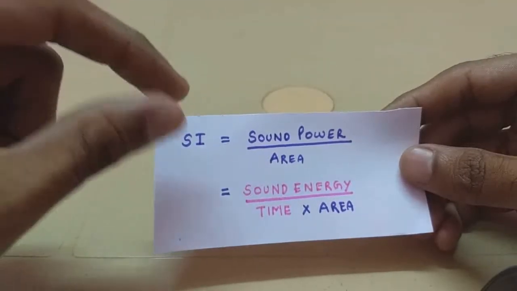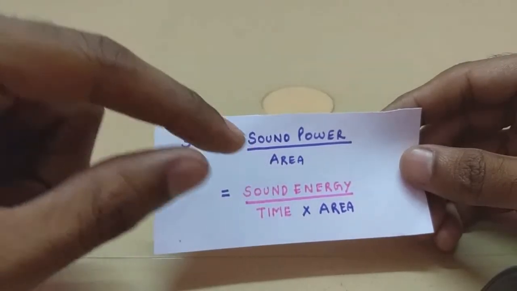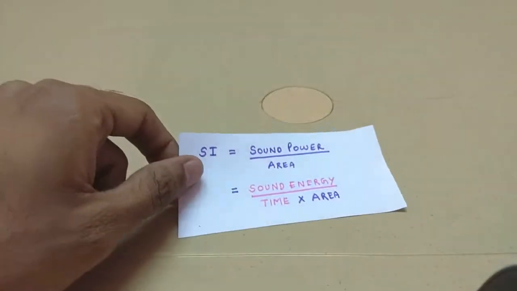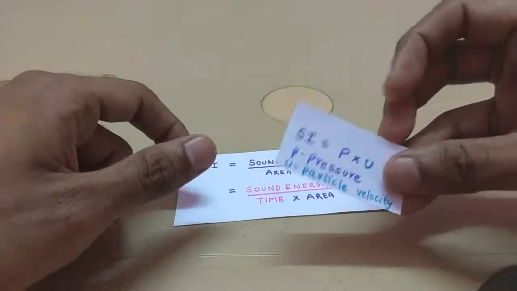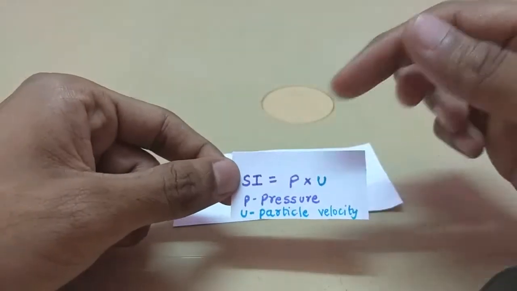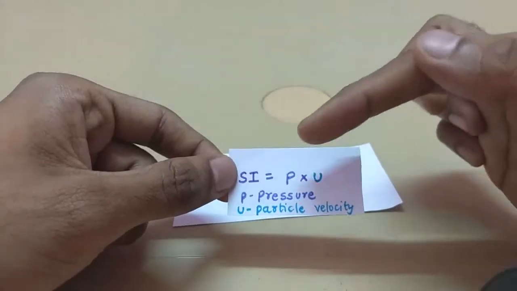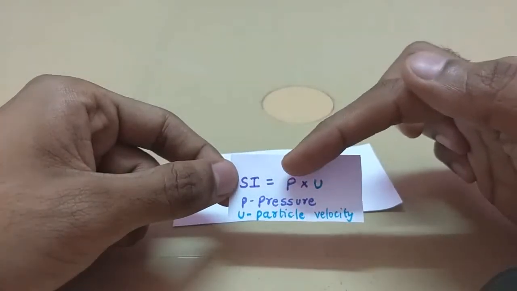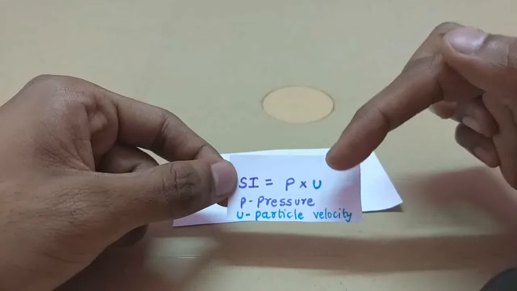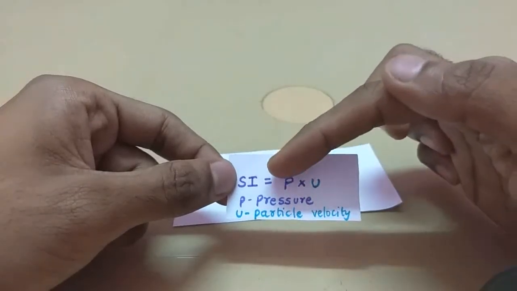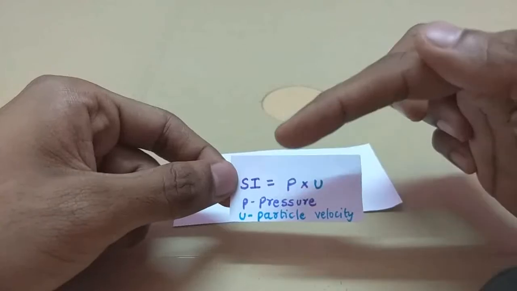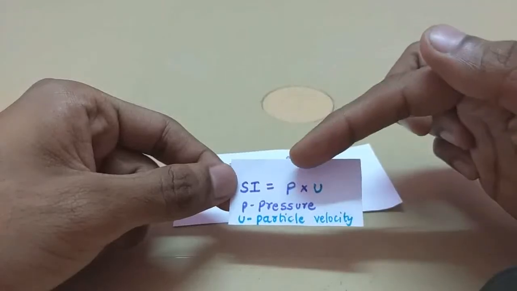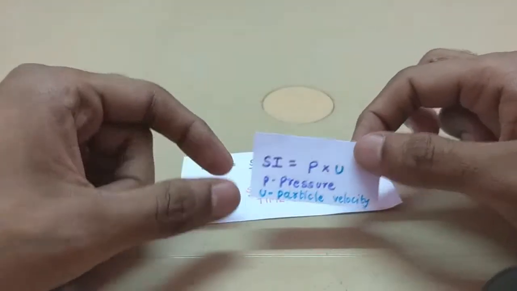So it is a measure of the power carried by the sound over the area and propagating in a direction perpendicular to that area. Alternatively, sound intensity can also be defined as the product of pressure and particle velocity. This is a very important relation and it is used to experimentally determine the sound intensity. Now if you note here, pressure is a scalar quantity and particle velocity is a vector quantity. And the multiplication of scalar and vector gives a vector quantity, which means sound intensity is a vector and it describes the level and the direction of flow of acoustical energy.